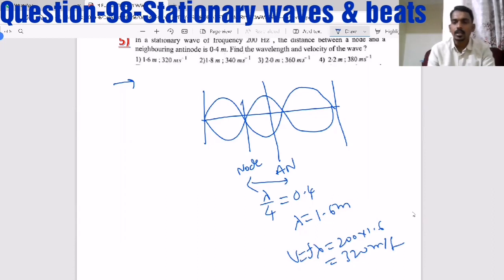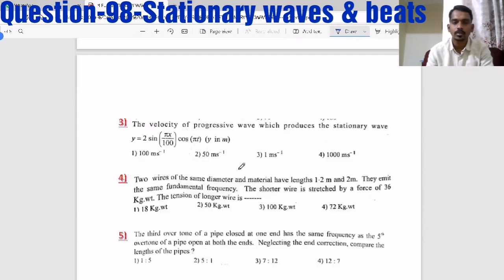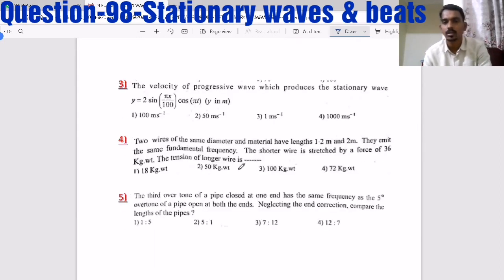So this way they can ask different types of questions based on stationary waves in vibrating strings and stationary waves in organ pipes and related questions with beats. So just try to understand each and every question and try to remember the formula. Then you will get the idea. I have given similar questions as an assignment. So just try to solve these 5 questions so that you will get the idea. So thank you all. We'll continue in the coming session with the next question. Thank you.